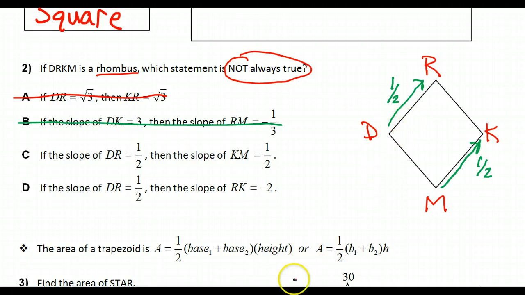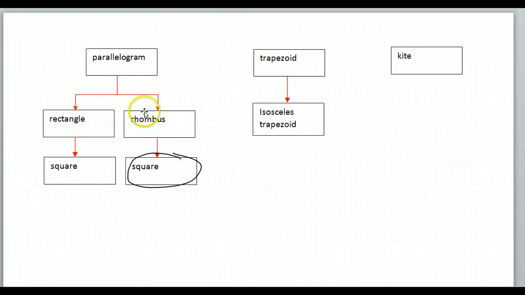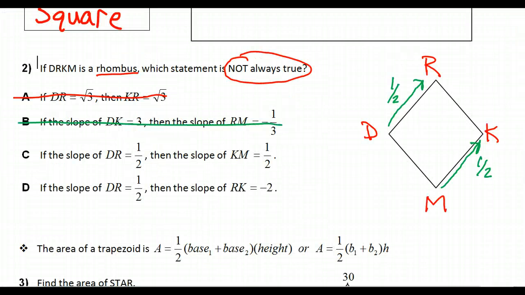A rhombus is a special kind of parallelogram. So opposite sides of a parallelogram will always be parallel. That goes for a rhombus as well as all the other parallelograms. So if this side is 1/2 slope, the opposite side will always be 1/2 slope as well. So C is again always true. So that means C is not the answer. That means D must be the answer. But let's go ahead and look at it and see what's up.